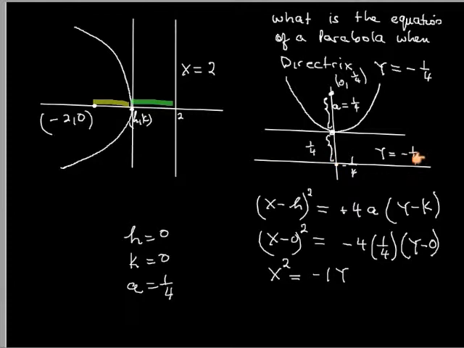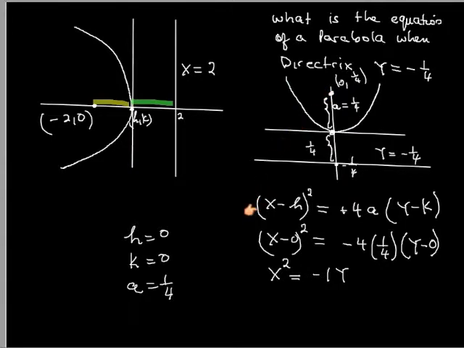Directrix was y equals -1/4. That tells us that it is 1/4 length away from the vertex. So a is also the same distance on the other side. So a is equal to 1/4. I know it is an up-facing parabola because I want my focal point to be inside the parabola, and that's the only way I can draw it.